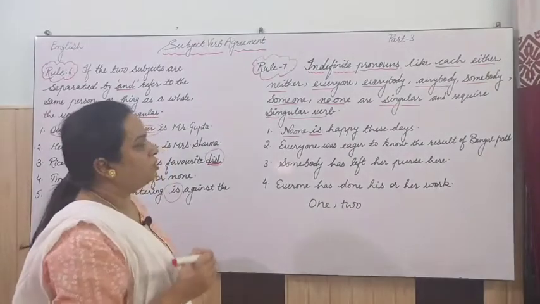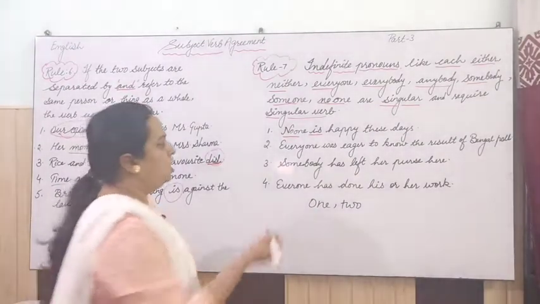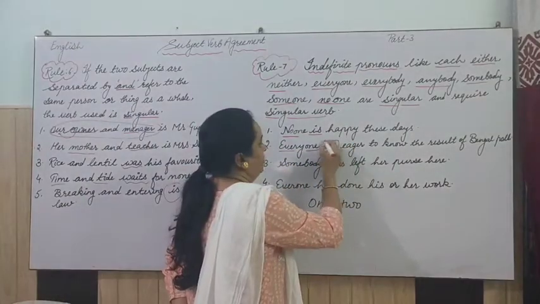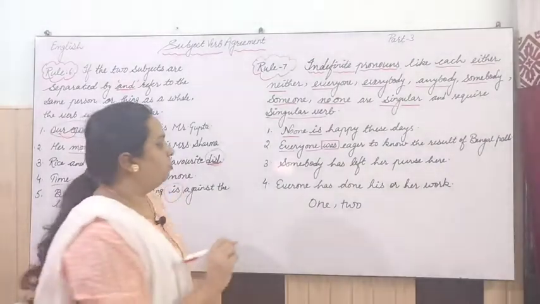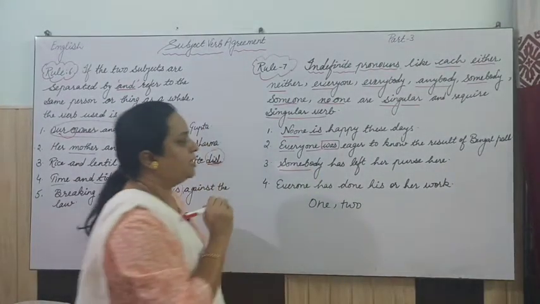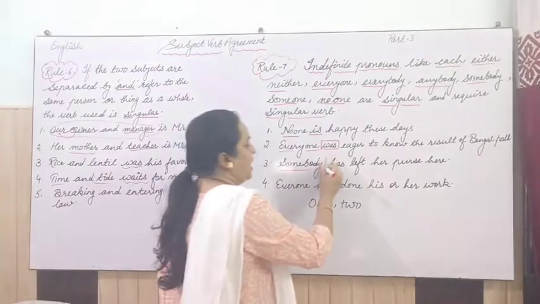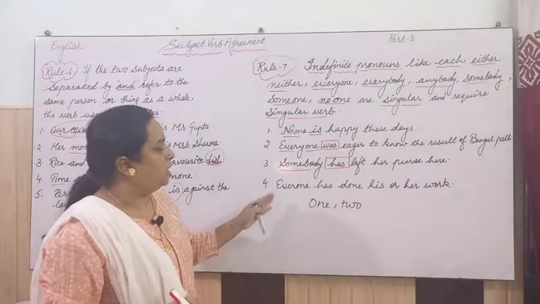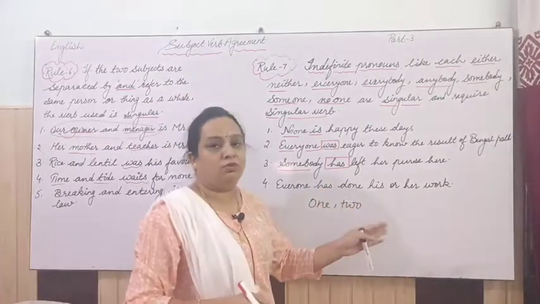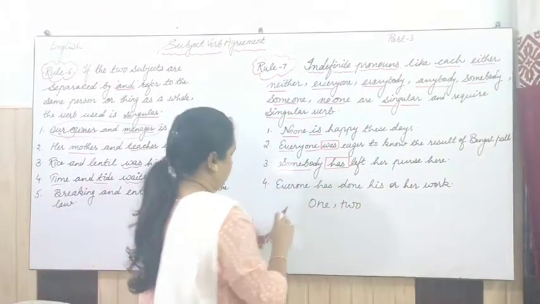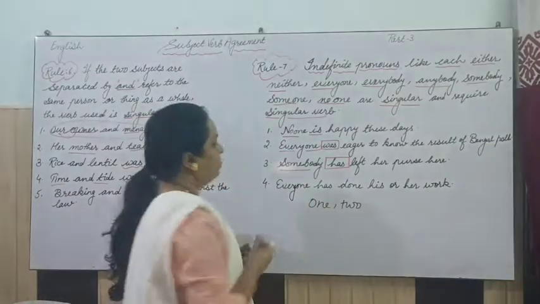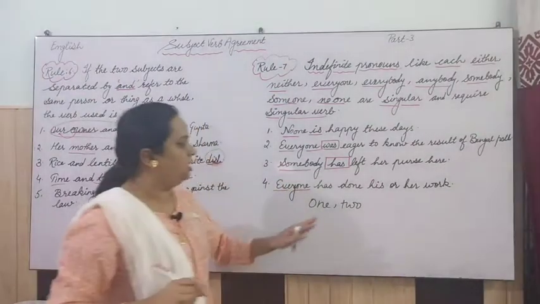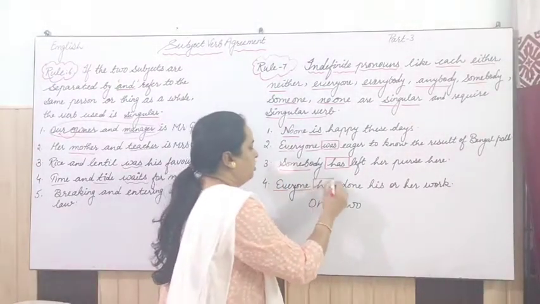Next one, "Everyone was eager to know the result of the Bengal poll." So this "everyone" and the verb is singular, that is "was". Now "Somebody has left her purse here." Here "has" is singular, because with plural we have to use the verb "have". So that's what. "Everyone has done his or her work." So this "everyone" is singular once again, and with that we have to use a singular verb.